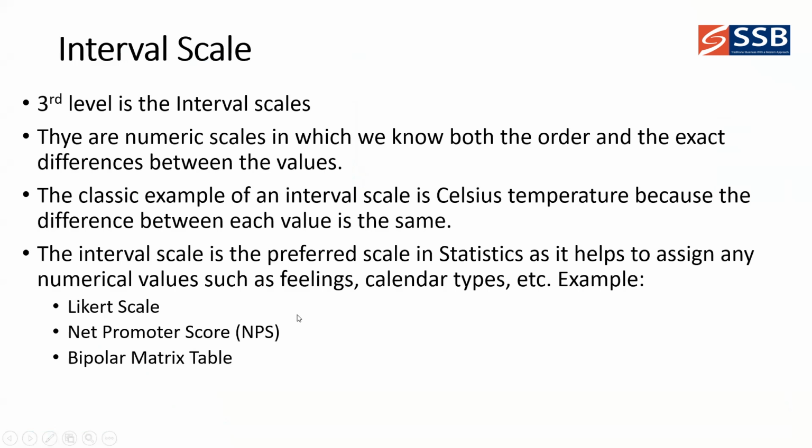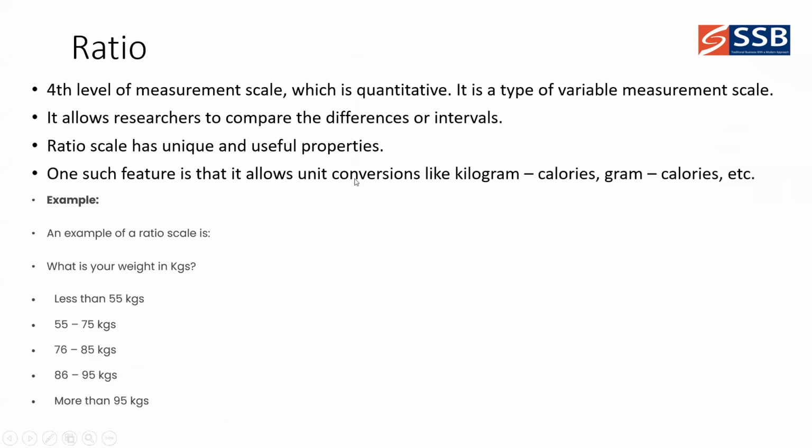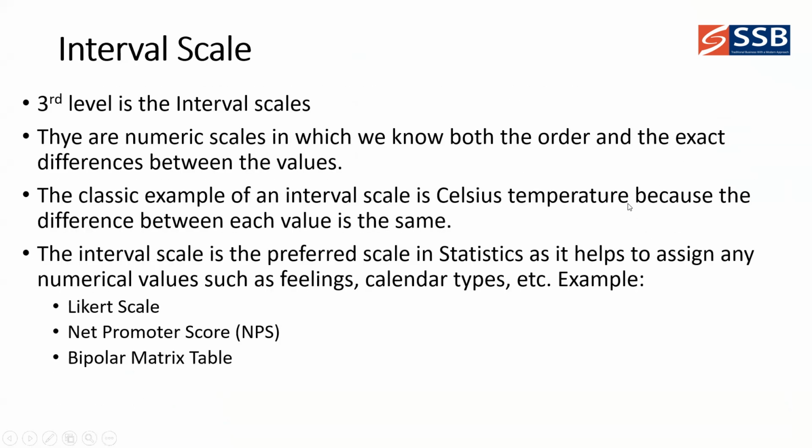Now coming to the next scale we have, the interval scale. This is the third level of scale measurement. They are numeric values in which we know both the order and the exact difference between the values. So this is very important. The characteristic of an interval scale is that there is an order and there is a difference between these values. Such scales we call interval scales.